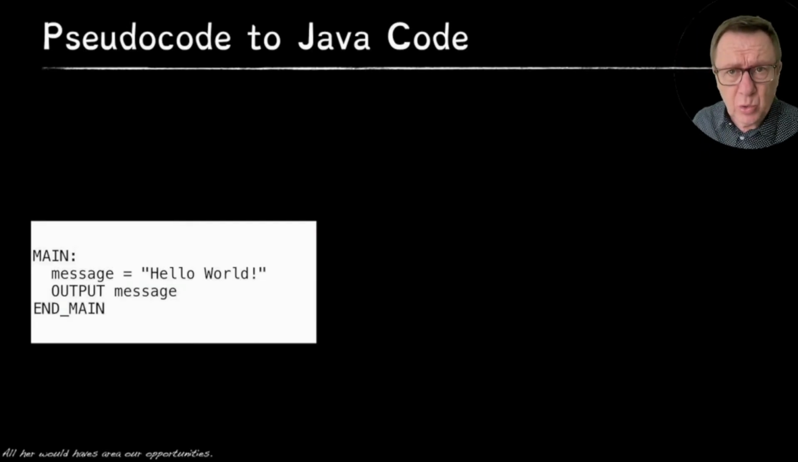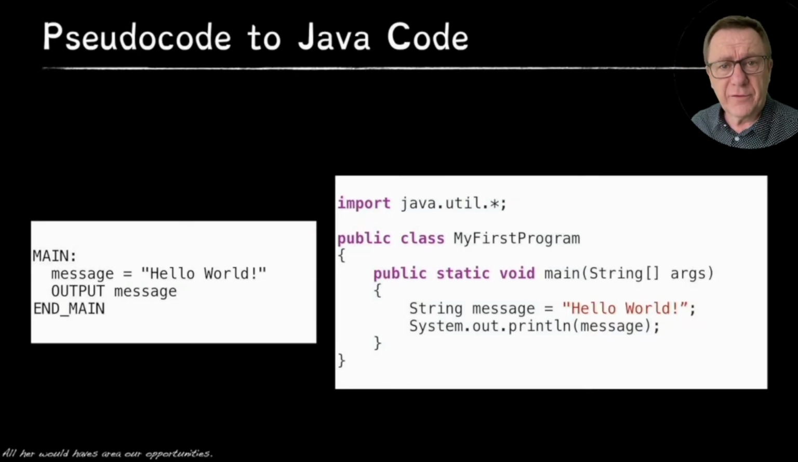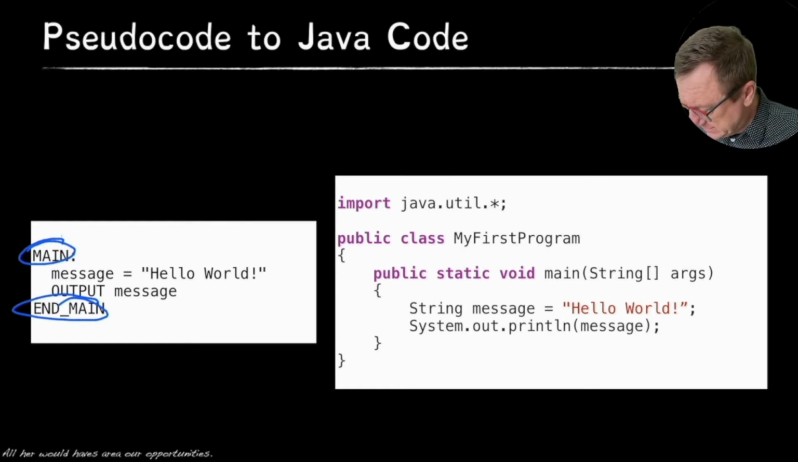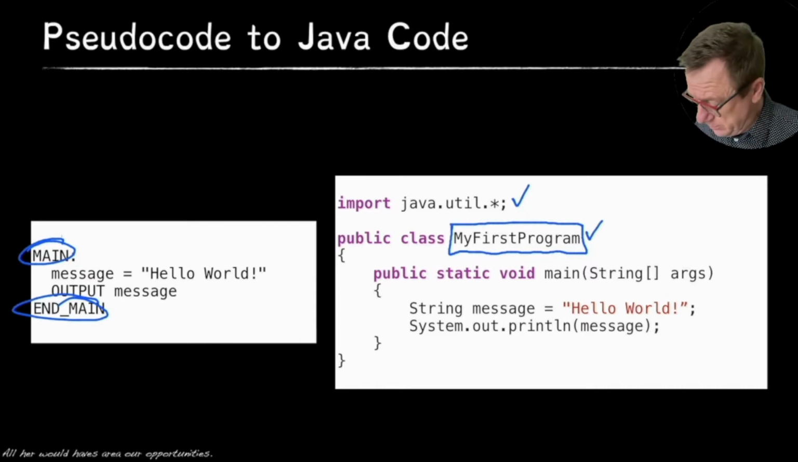So let's take a look at the conversion from one to the other. So here, main and end main, I'm just saying this is where I'm starting from, okay? Remember I said that one line of pseudocode doesn't necessarily map to one line of Java code. This is really good. Okay, so this has to be there. This has to be there, remembering this is the name of my program, which is also the name of my file, okay?